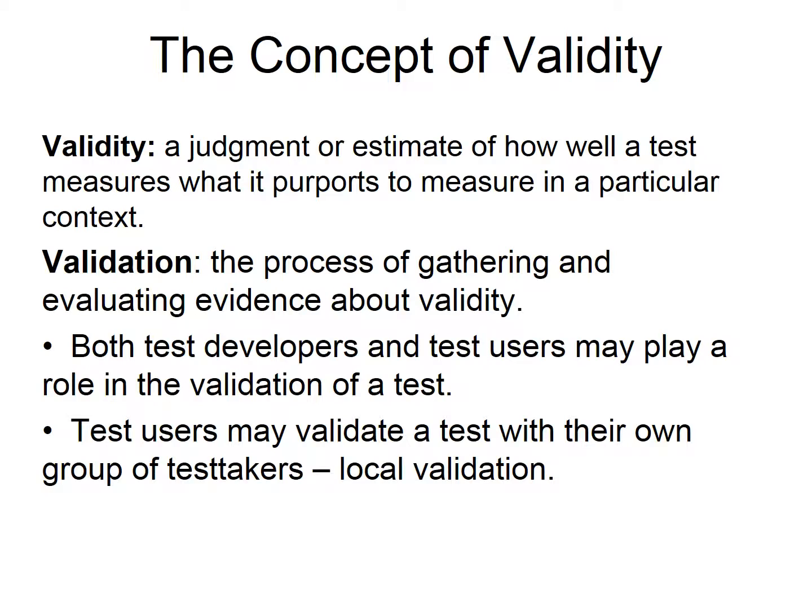Test users may also validate a test with their own group of test takers, often referred to as local validation. So for instance, if you buy a measure that is meant to be a reading test that has been validated with a national sample, if you start applying it to a small rural sample, you may want to make sure that the test is actually valid for what you're using it for. Also, if the sample used to validate a measure you're using was, again, college students, and you want to use it with retirees, you may want to do an additional validation. Does this measure still capture what it's meant to capture in my new sample? A local validation.